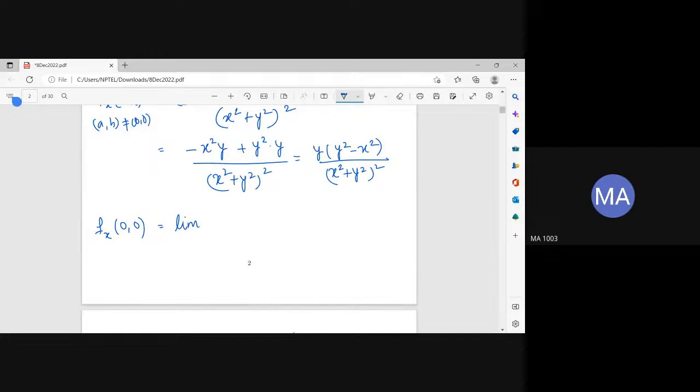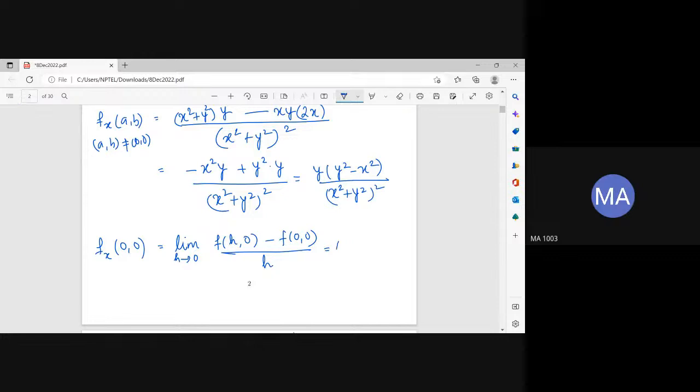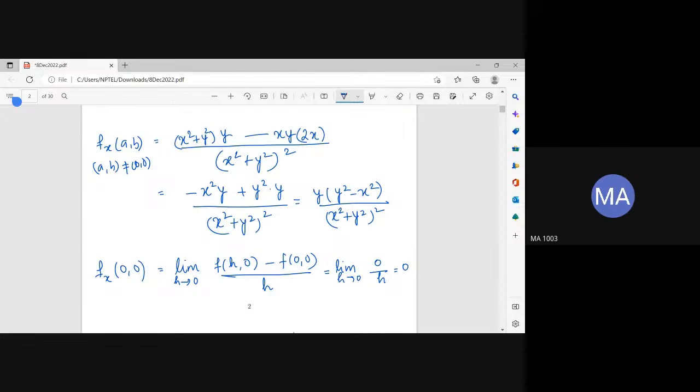Limit as h goes to 0 of f of 0 plus h comma 0 minus f of 0, 0 divided by h. What is f of 0, 0? It's 0. And what is f of h comma 0? That will also give 0, because the y component is 0 when I substitute. So I'll get limit as h goes to 0 of 0 minus 0 by h, which is equal to 0. So the partial derivative with respect to x exists everywhere. When it is not equal to 0, I have already shown the partial derivative exists. When it is equal to 0, we have computed the limit and shown that it exists.